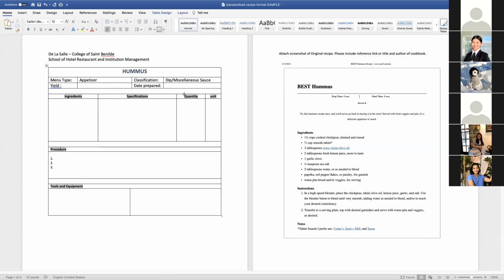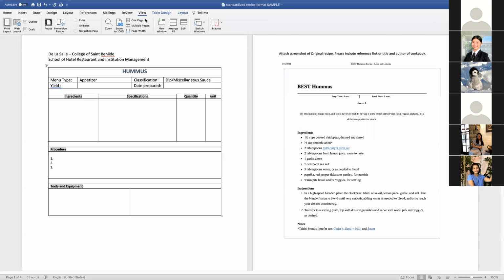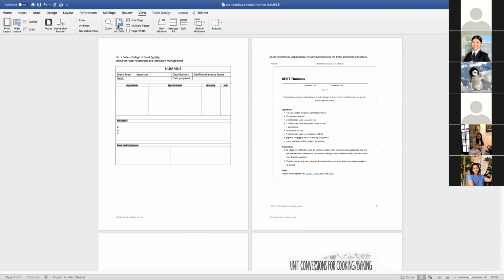Okay, this yield. Can you look if the recipe has a yield? Can you check? Miss Cruz, Micaela. Yes, miss. So can you answer my question?